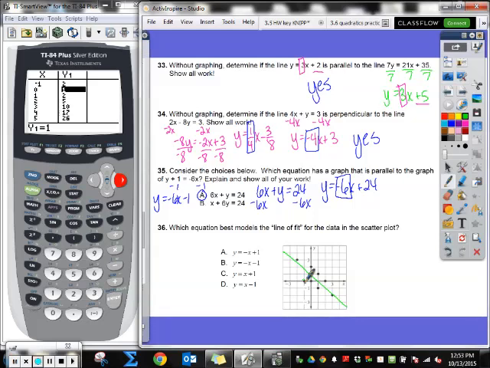Now from the beginning, I knew that this data had a negative correlation. So I know I can take out anything with a positive slope. So I can take out C and D. So then the only thing left to check is our y-intercept. So I've got a positive one or a negative one, where I can see that the one that goes through positive one is a better fit.